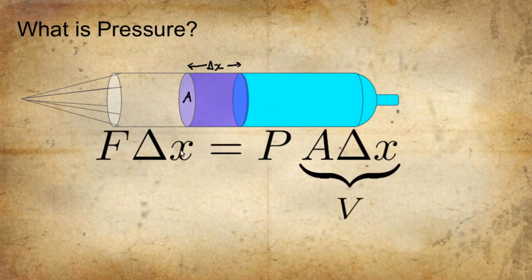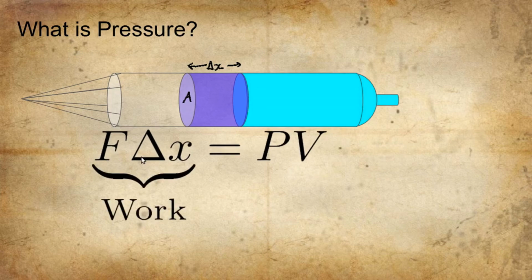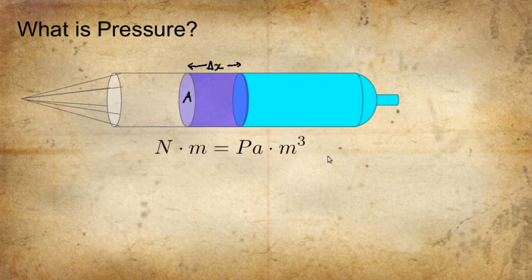So let's remember a couple things. This A delta x is the volume, so I have pressure times volume. And over here on the left, force acting along some displacement has a name in physics. We call it work, which I know is also a way that we can change energy. So it seems like the change in energy that happens due to displacing this volume by pushing the water out is going to be equal to the pressure of the gas doing that work times the volume that's been displaced.